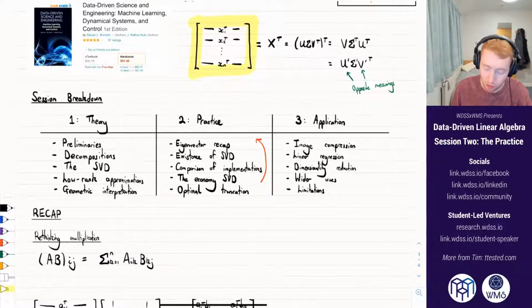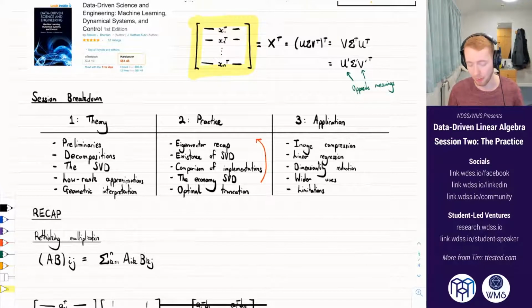So let's have a look at what we're going to be talking about today. We're on session 2 now, and we're going to start with quite a big recap. I appreciate that last time there was a lot to cover, and it flew by pretty quickly. So we're going to start with a recap of all we saw and hopefully distill down some of the key ideas so it's a bit clearer what happened and the importance of what happened in last session. We're also going to introduce this thing called the economy SVD.